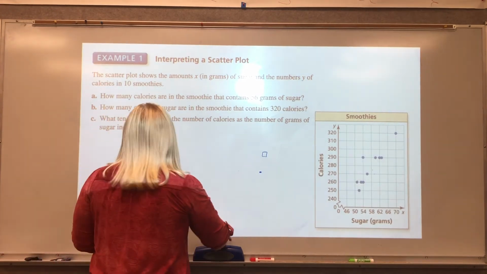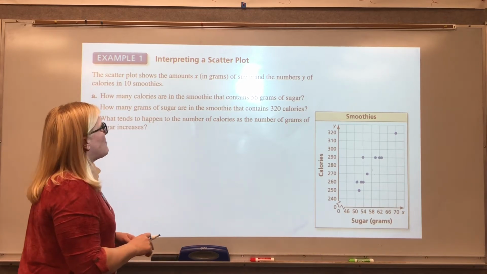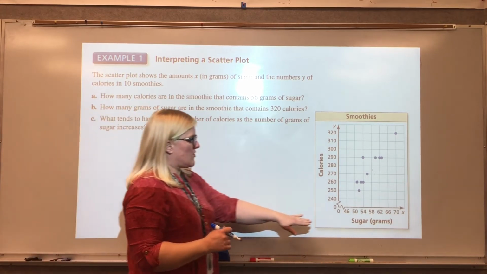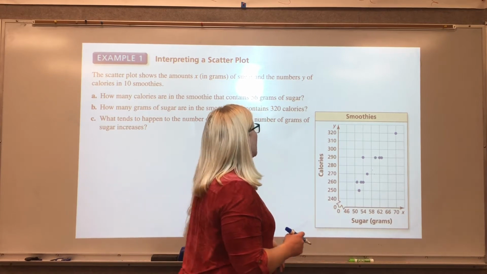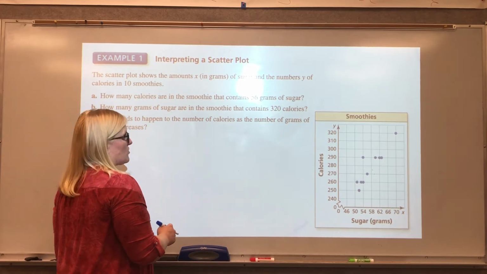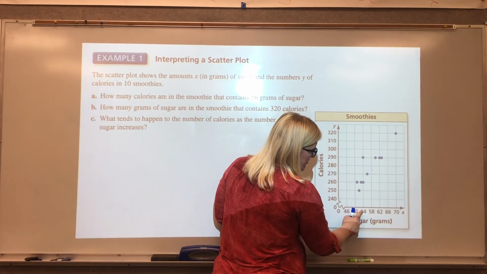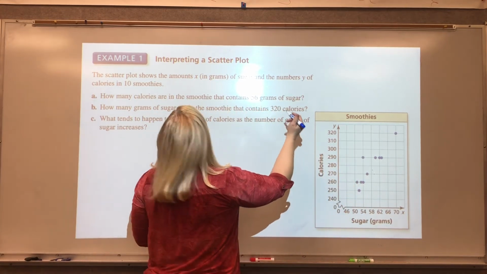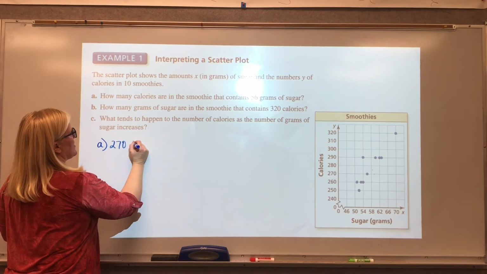So interpreting a scatter plot, this problem says, the scatter plot shows the amounts, x, in grams of sugar, and the numbers, y, of calories in 10 smoothies. So here we've got grams of sugar, here we've got calories of smoothies. They're going to ask us some questions. How many calories are in the smoothie that contains 56 grams of sugar? If I come over here, I look at the sugar, and I find 56, and I go up, and I look, and it's 270 calories. So part A is 270 calories.